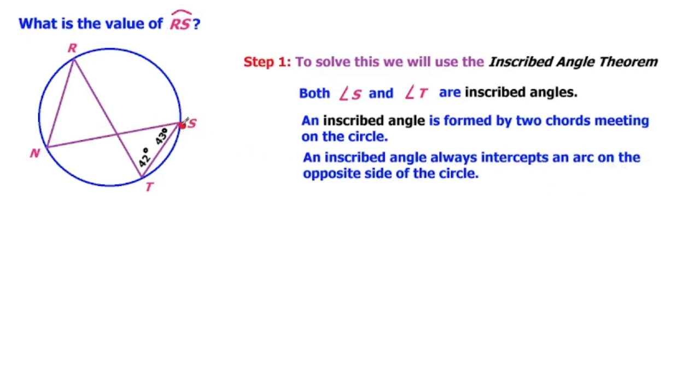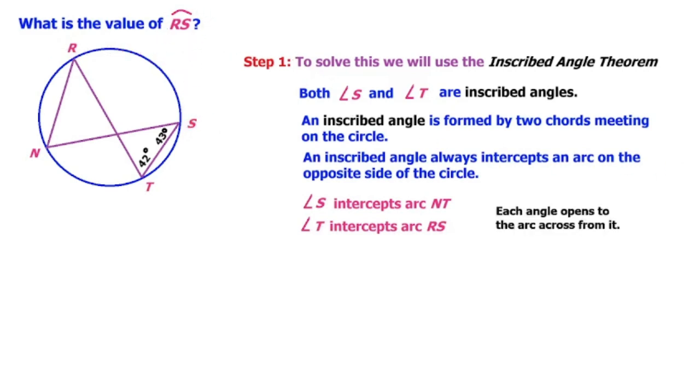Angle S intercepts arc NT right here. And then angle T intercepts arc RS. And we need to find arc RS. So each angle opens to the arc across from it. So this one opens to NT, and then this one opens to RS.